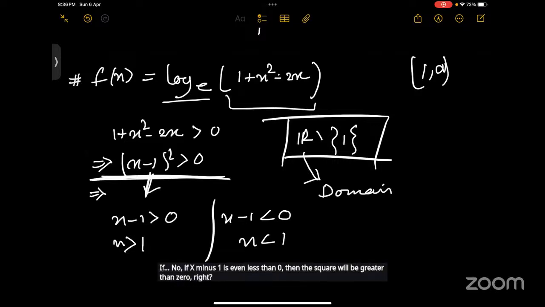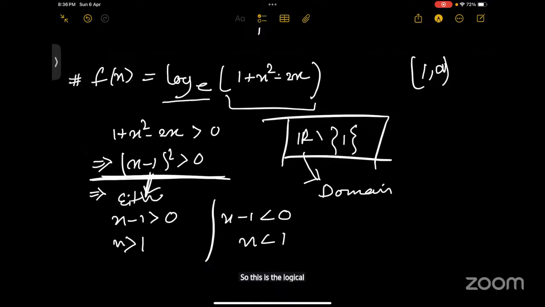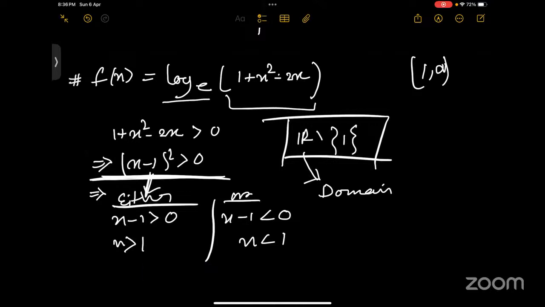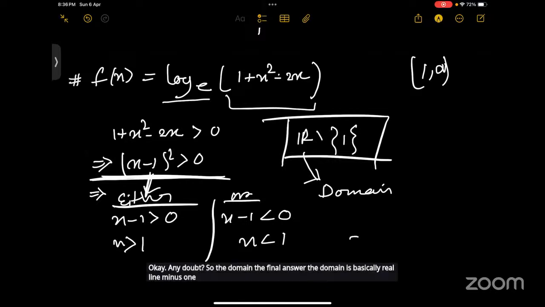Okay, so this is the logical connection. Either this or that. Okay, I got it. If we take any negative number and we square it, it will be a positive number, right? Any doubt? So the final answer, the domain, is basically the real line minus 1. That is minus infinity to 1, union 1 to infinity. Any doubt in this question?